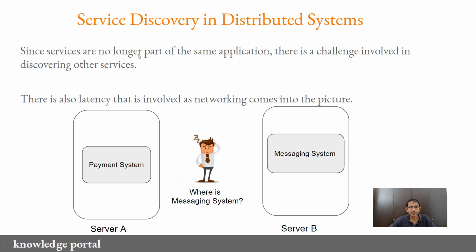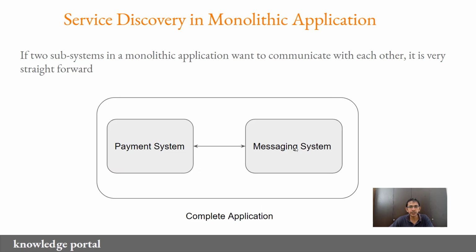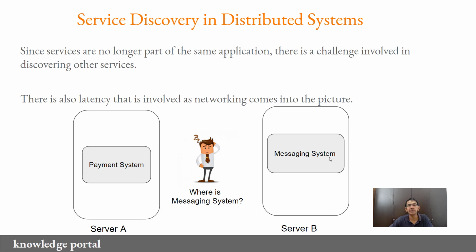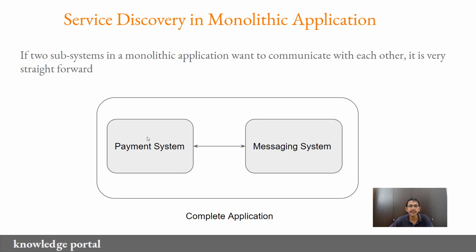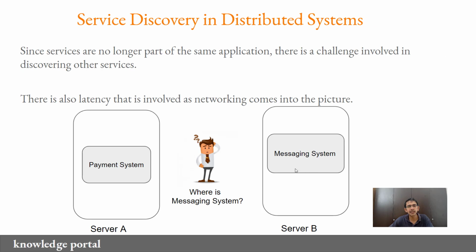Now, since services are no longer part of the same application, there is a challenge involved in discovering services. So let's say that instead of bundling two subsystems like payment system and messaging system into a complete bundle, you separate them out, and you move them to a different server altogether. So in case server B goes down, it will not take the entire application down, it will just take a subset of the application down. In this case it is the messaging system and so on.